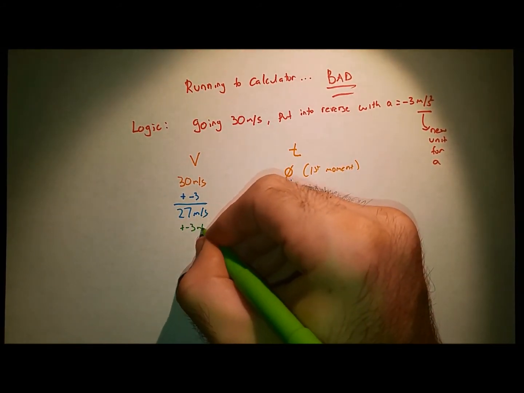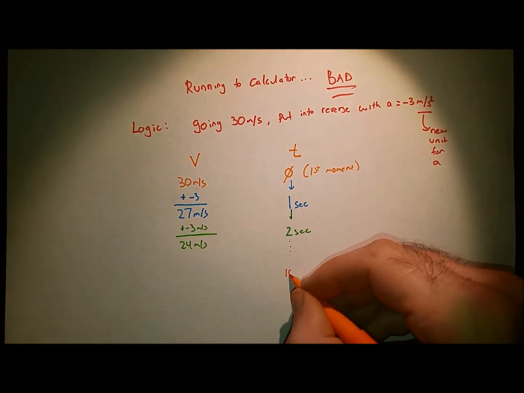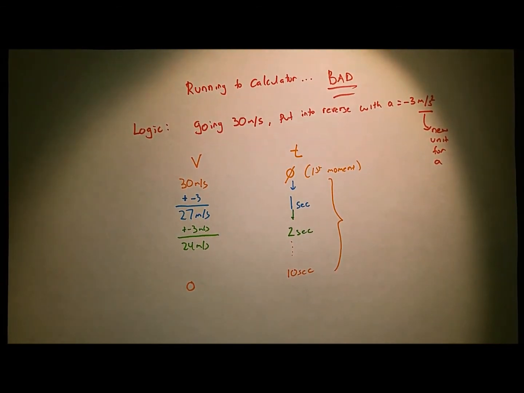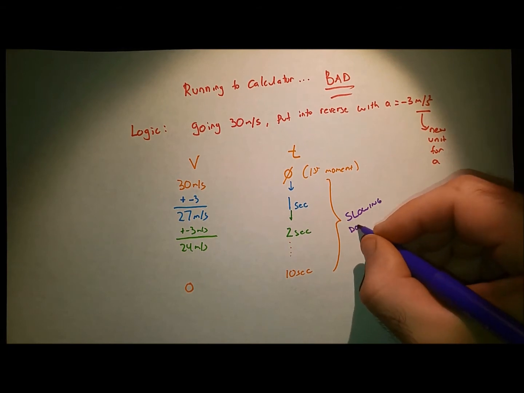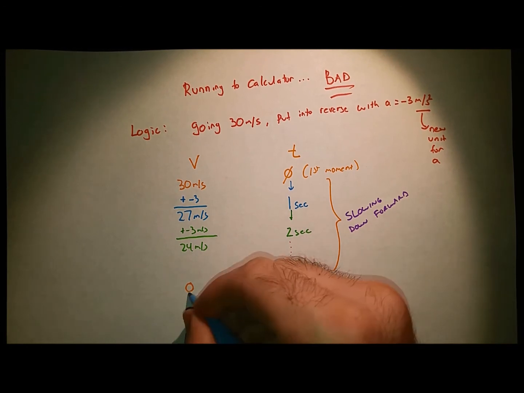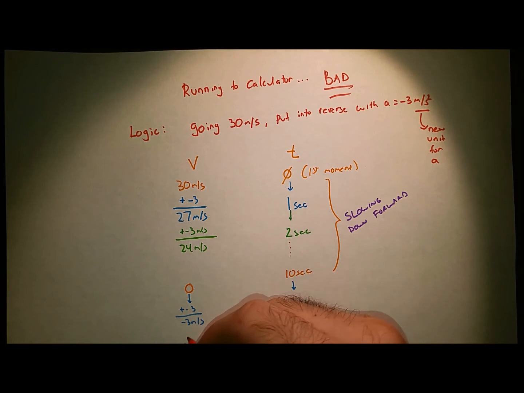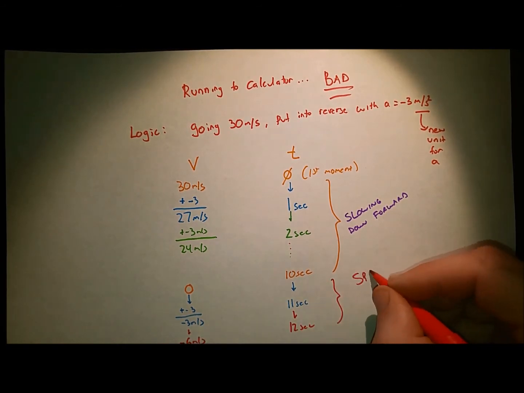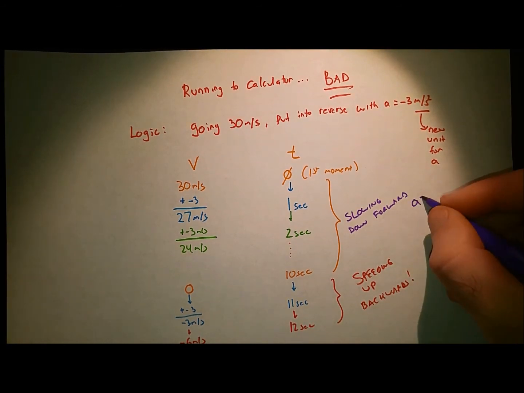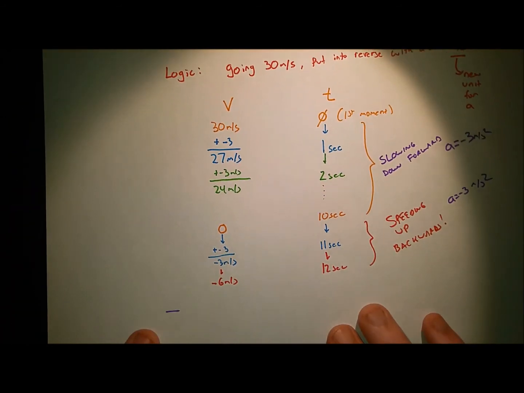After 2 seconds, we lose another 3, or we change by negative 3, we're now at 24. After another second, and eventually after 10 seconds, you can probably figure out, we'll be at 0. The entire time, from 0 to 10 seconds, we're slowing down because we're going from 30 to 0. But if we keep going, for example, one more second, we've gained negative 3, we're now at negative 3. And another second after that, we gain another negative 3. So we went from 0 to negative 3 to negative 6. We're speeding up now, but we're speeding up backwards because it's negative. The entire time, the acceleration is negative 3 meters per second squared.